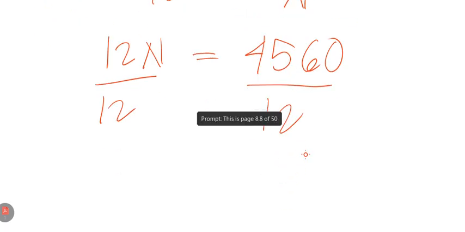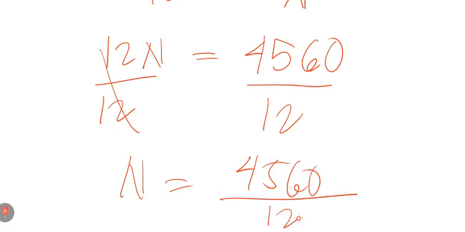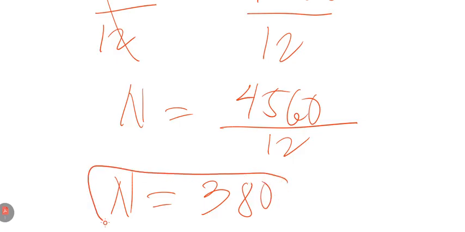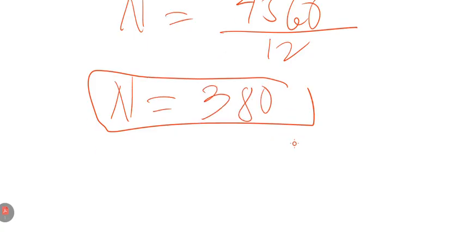So N is equal to 4,560 divided by 12, and N is equal to 380. So the estimated number of fish in the lake is about 380 fish. Okay.